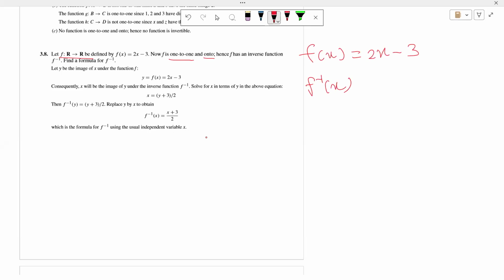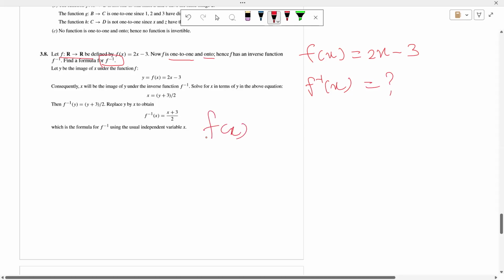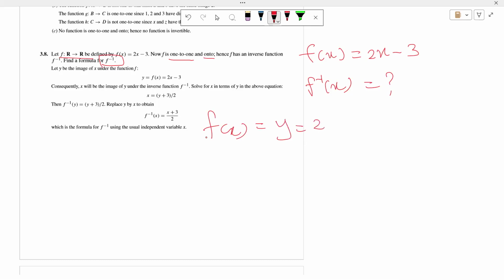So now they are asking to find the formula for the inverse function, right? How can we do that? In this type of question, they are asking for the equation for f inverse of x. So we can write y is equal to f of x. x is a variable. Depending on the value of x, let's say y is equal to 2x minus 3. Depending on the change of x, my y value will change, right? This is my domain. This is my codomain, right?